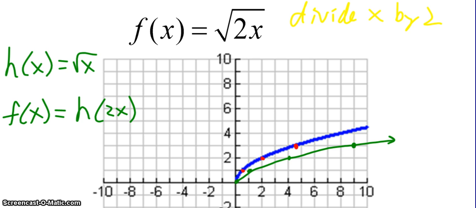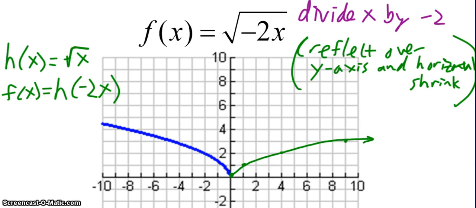And I'm sorry, real quick, back to this last one here where we divided the x's by 2. This was a horizontal shrink, so I didn't specify that. Okay, this one, hopefully we understand that the 2x would divide the x's by 2, so since it's negative 2x, we're going to divide the x's by negative 2. This creates a reflection over the y-axis and the same horizontal shrink as before.